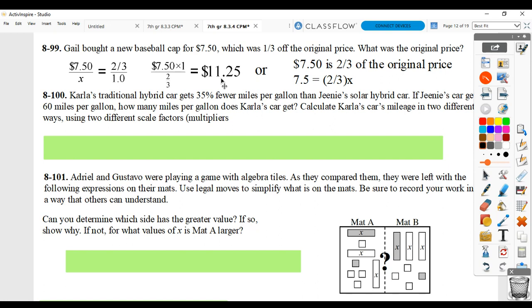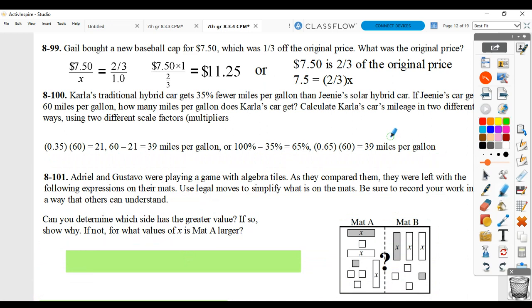8-100, Carla's traditional hybrid car gets 35% fewer miles per gallon than Jeannie's solar hybrid car. If Jeannie's car gets 60 miles per gallon, how many miles per gallon does Carla's car get? They want you to do it in 2 different ways using 2 different scale factors or multipliers.